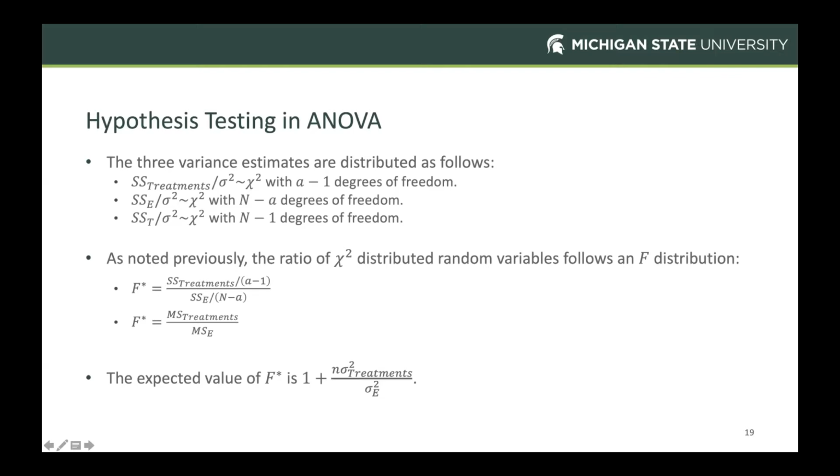And so if we were actually able to measure the true variances, that quantity would simply be equal to n times sigma squared for the treatments over sigma squared for our error term. But instead, we're approximating that with our estimates of sums of squares as detailed previously.